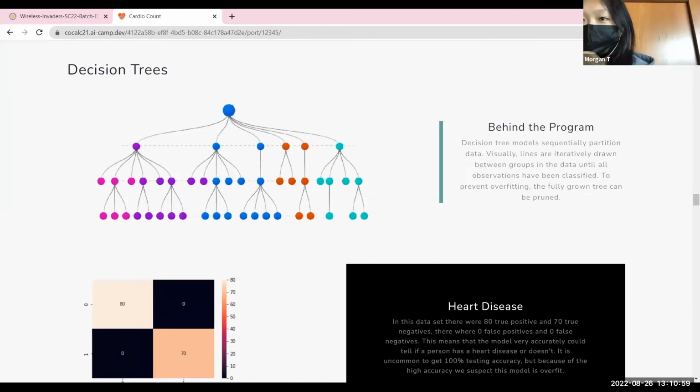So for our data set, we also created some decision trees. Decision tree models sequentially partition data. Visually, lines are drawn between groups in the data until all observations have been classified. To prevent overfitting, the fully grown tree can be pruned.